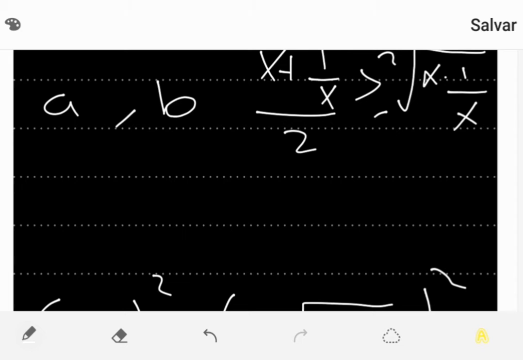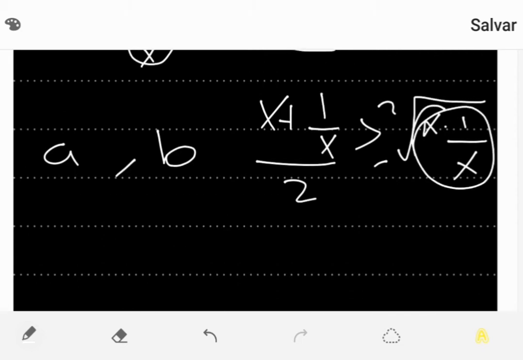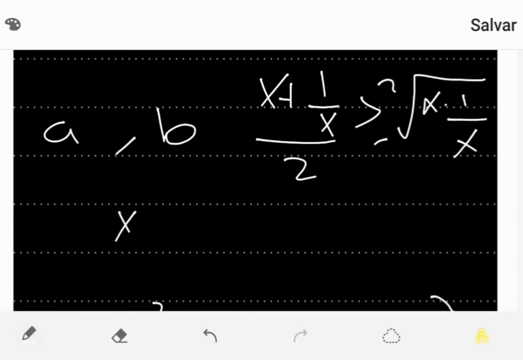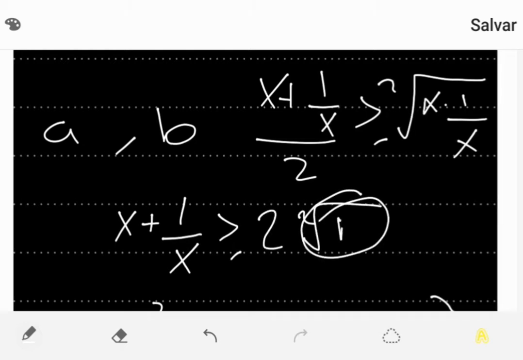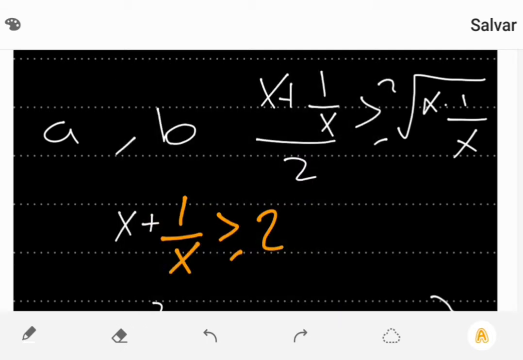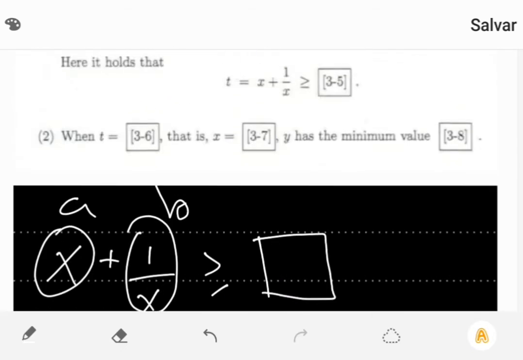You see why this was a good idea? Because here we will only have 1, right? x multiplied by 1 divided by x is 1. So here x plus 1 divided by x, this 2 will go to the other side multiplying, okay? So it is bigger or equal to 2 multiplied by the square root of 1, which is 1. So it's bigger or equal to 2, okay? So this is our answer for question 1.